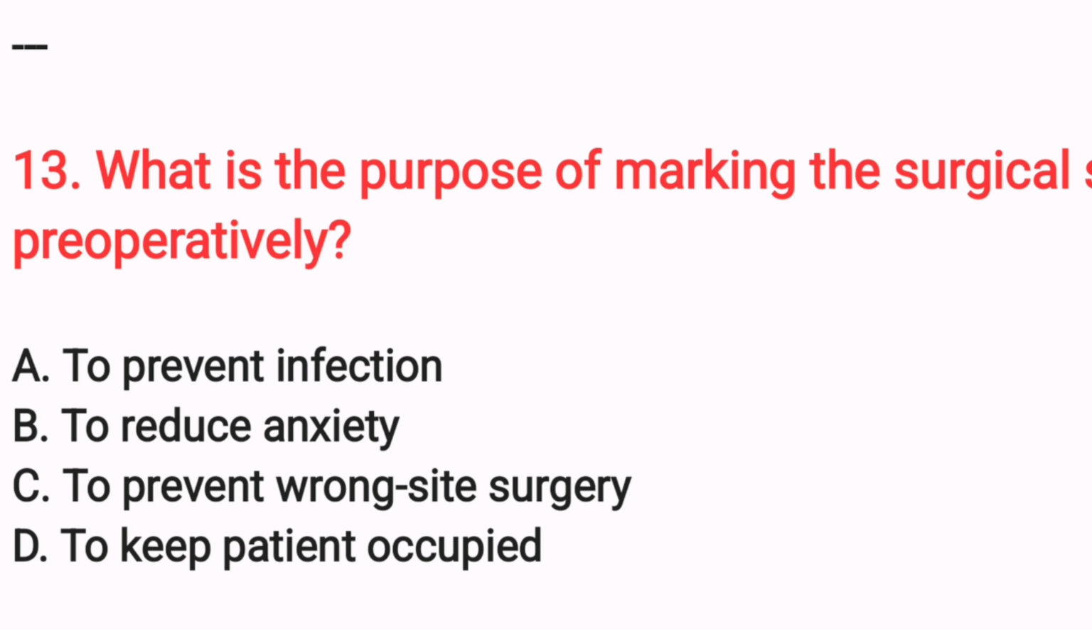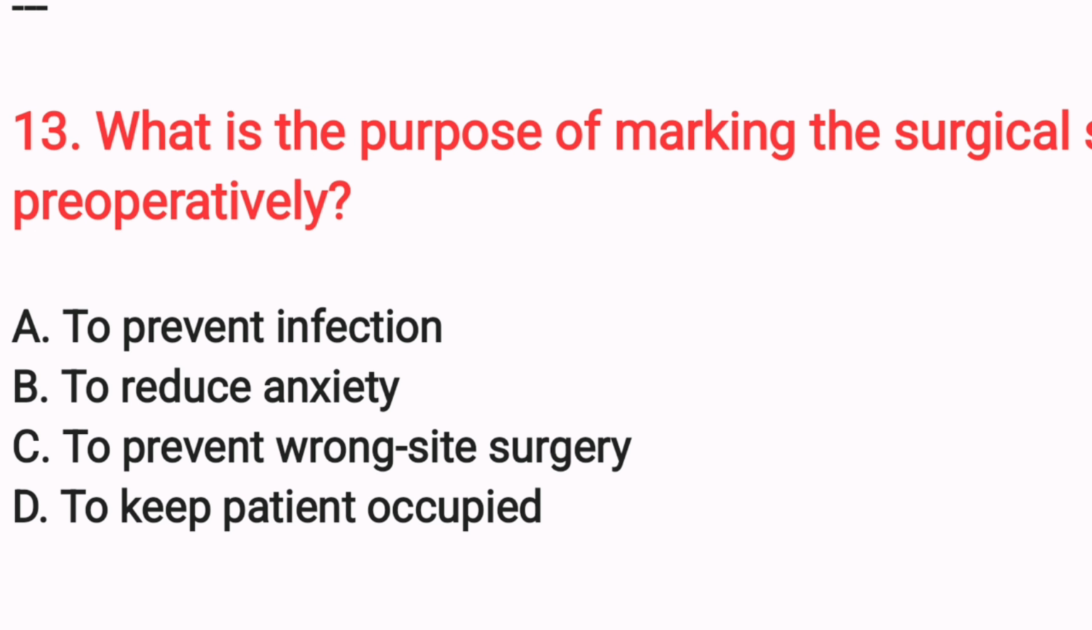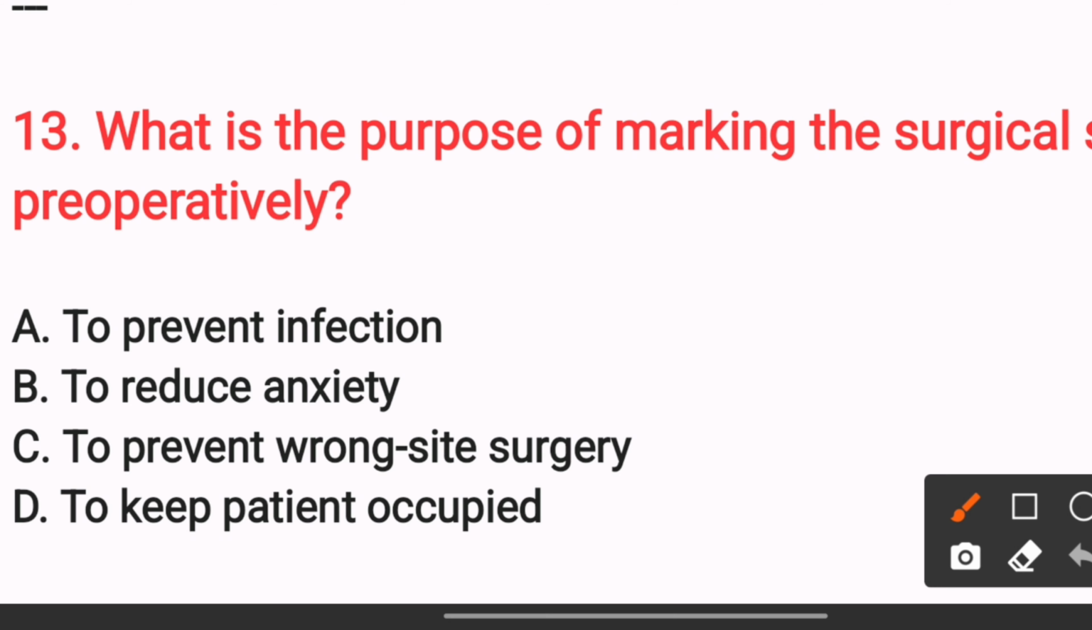Next, what is the purpose of marking the surgical site preoperatively? Option A, to prevent the infection. Option B, to reduce the anxiety. Option C, to prevent the wrong site surgery. Option D, to keep patient occupied. Option C is the correct answer.